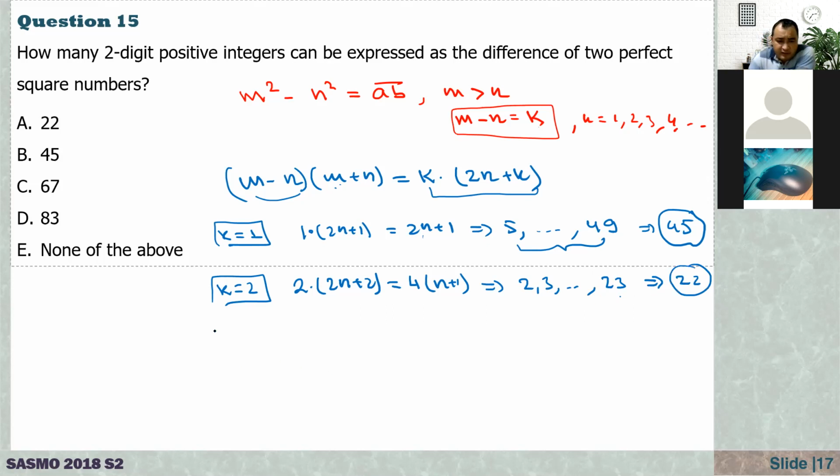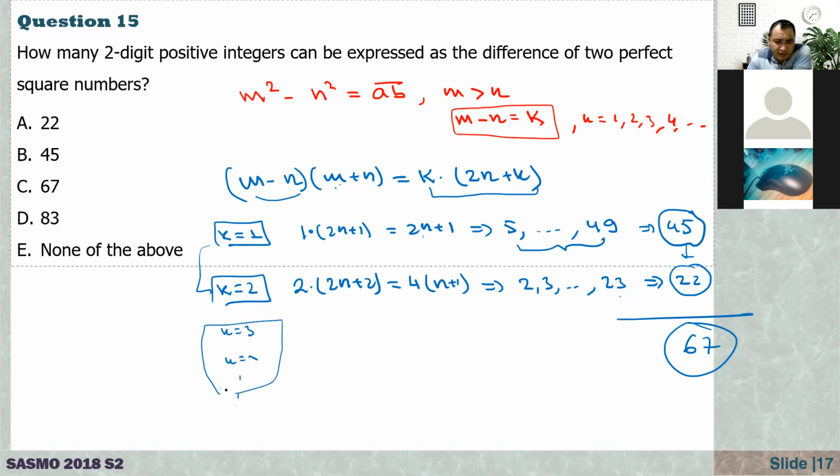You can consider other cases, for example k equal to 3 and k equal to 4, but they just fall into one of these two groups. That's why all the numbers which can be written this way number 45 plus 22, that is 67. Because today is our last class, I don't want to talk in detail. If you find other differences, they will be either in the first group or in the second group. So altogether, we have 67 two-digit numbers which can be expressed as the difference of two square numbers.